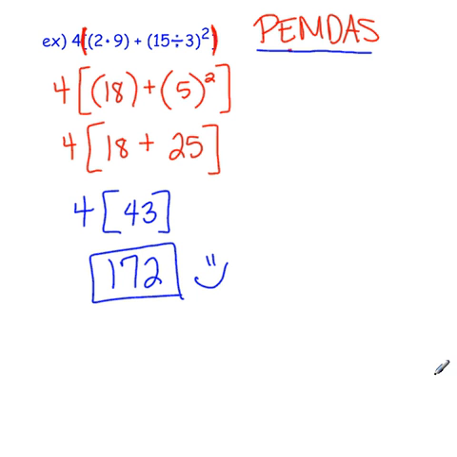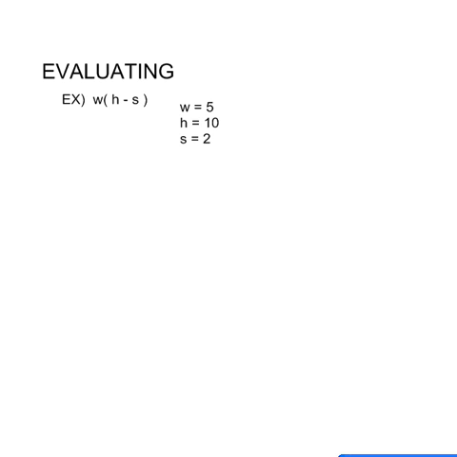Okay, let's evaluate before we're finished today. And let's look at this example. W, open parentheses, H minus S. What can we do with this? Not much of anything, right? But what if I put this there? What about if W equals 5, and H stands for the number 10, and S stands for the number 2?